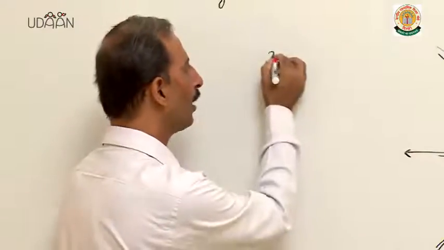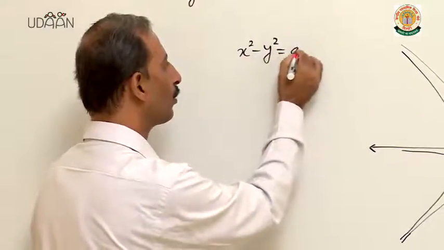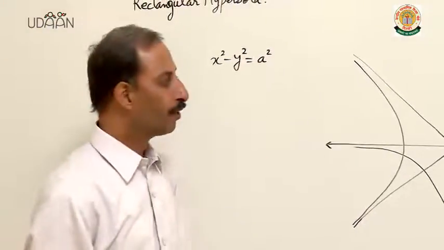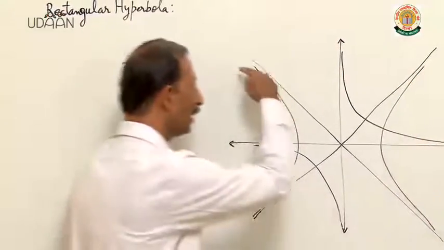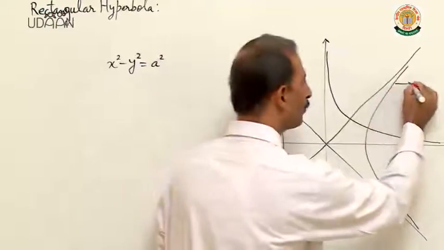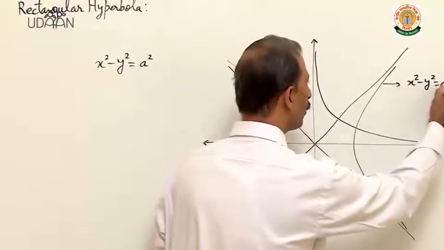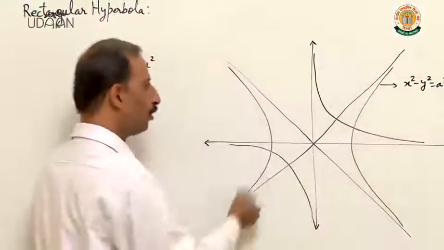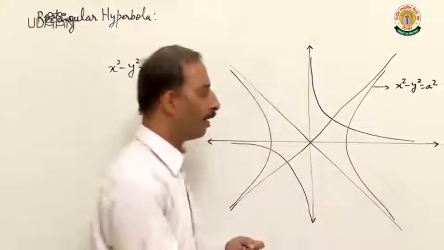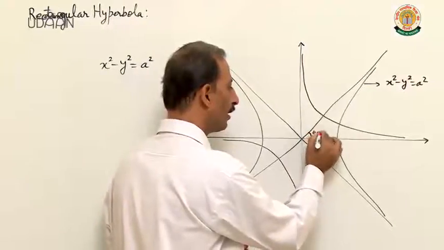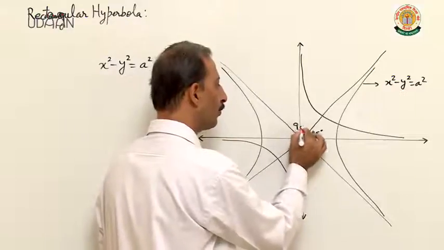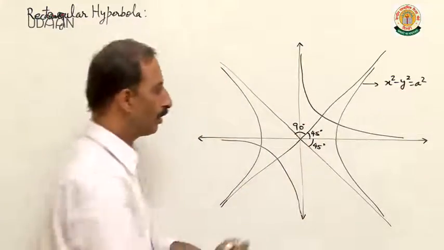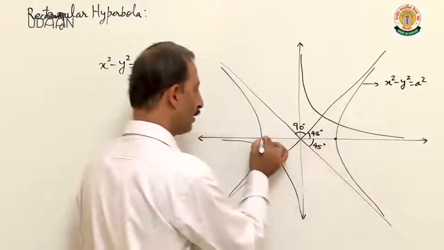Now children, you know the equation of the rectangular hyperbola, x square minus y square is equal to a square. Its shape will be this one. See this one. This is the equation of the rectangular hyperbola, x square minus y square is equal to a square. And these are the asymptotes of this rectangular hyperbola. And you know that the total angle is 90 degrees. This and this will be 45 degrees. And the angle between them is also 90 degrees. These two points are the vertices.